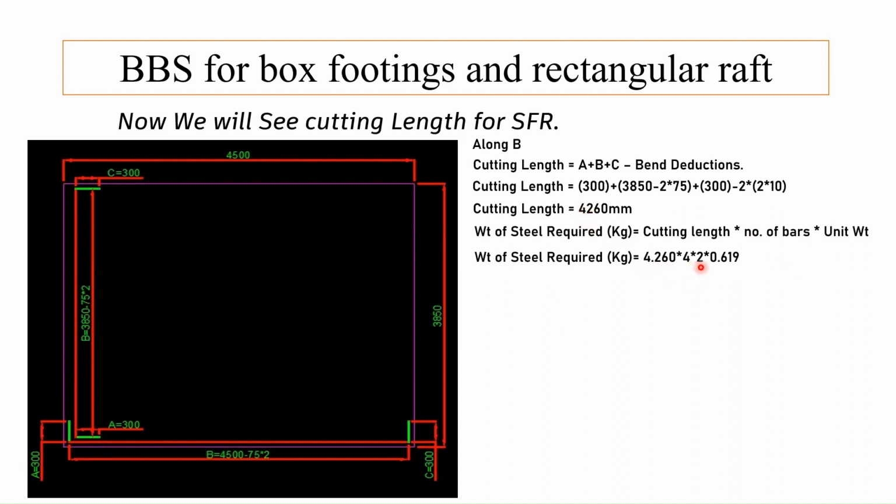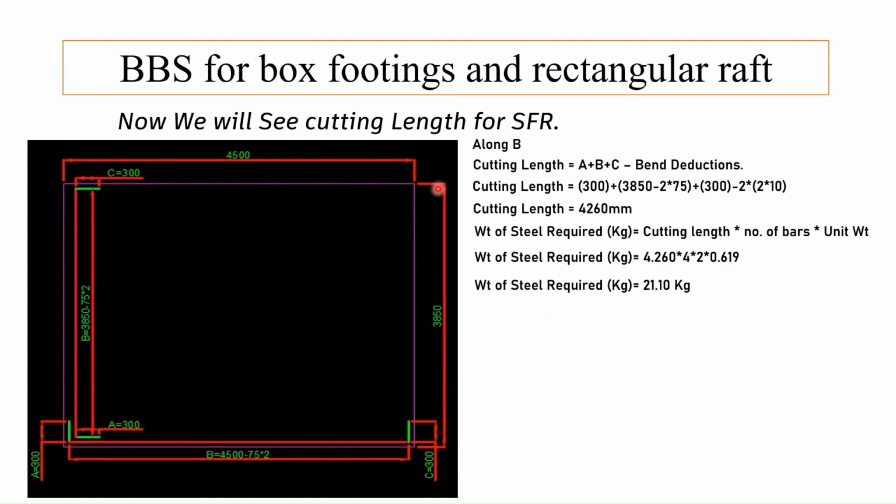This 4 into 2 is number of bar. We have two faces, one over here and one over here, and we have 4 number of bars on each face. So 4 into 2 into unit weight of 10 mm dia bar. So the weight of steel required will be 21.10 kg.